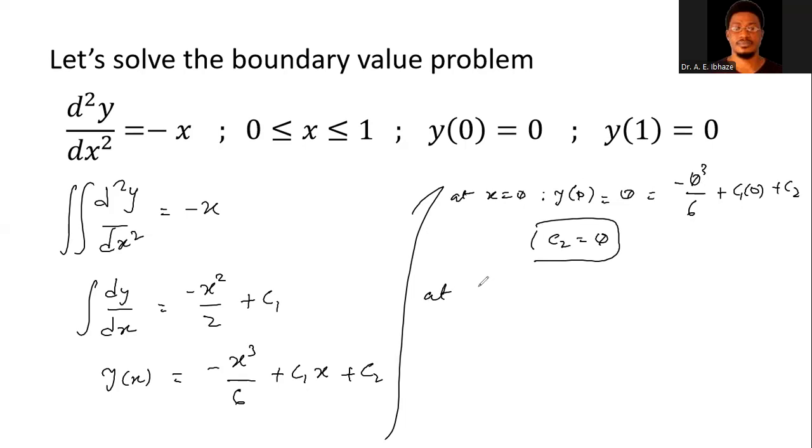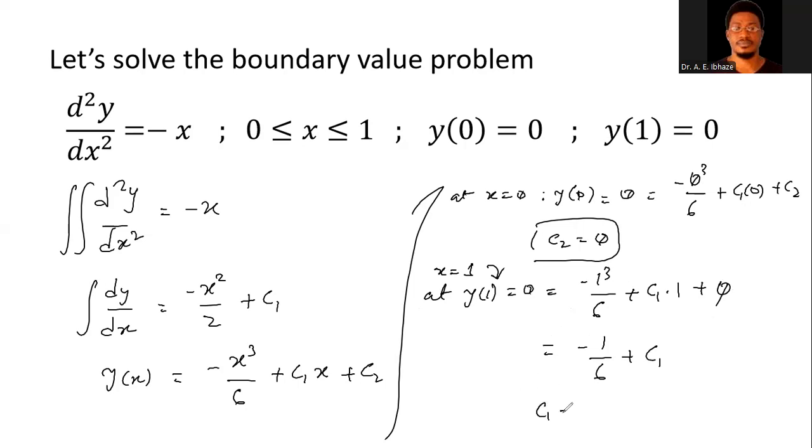Then at boundary condition y of 1 being 0, that is at x being the same as 1, we have negative 1 cubed over 6 plus C1 times 1 plus C2, and C2 is already derived as 0. Therefore, we now have negative 1 over 6 plus C1, so that C1 is the same as 1 over 6.